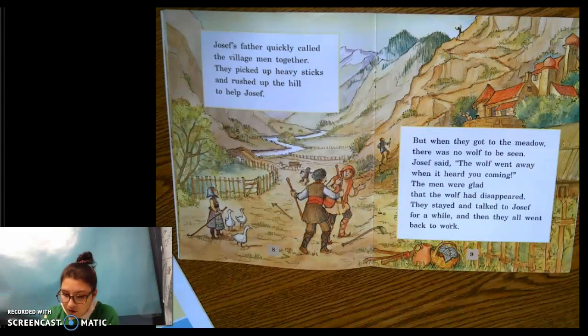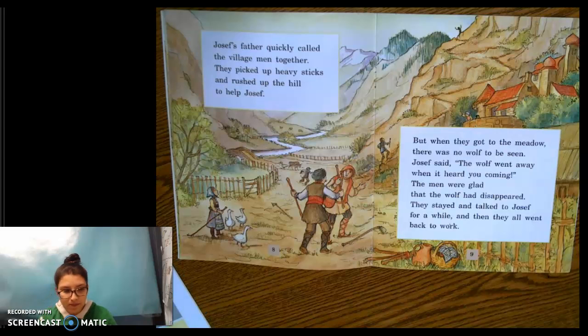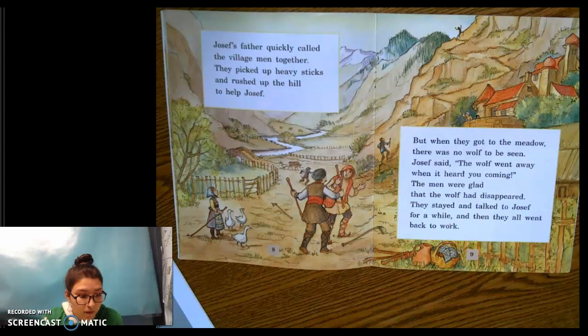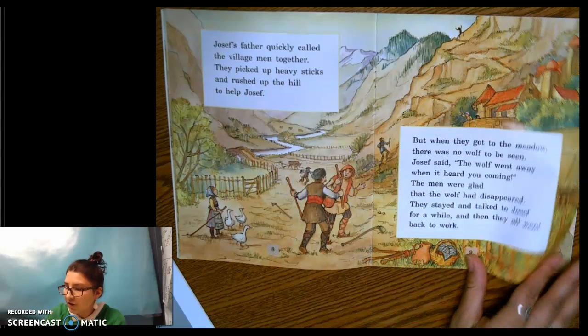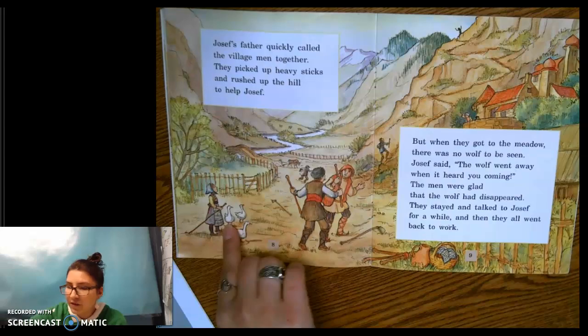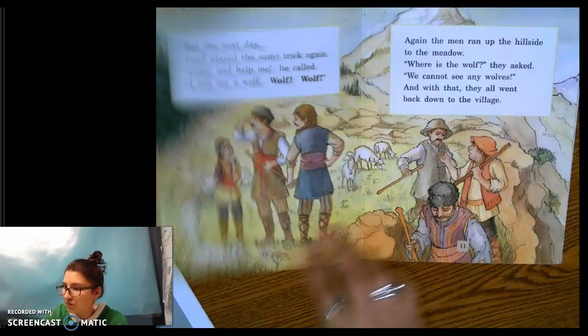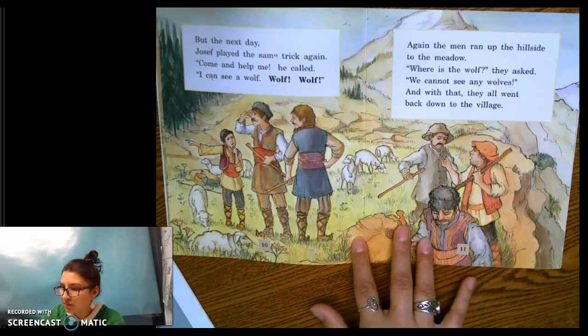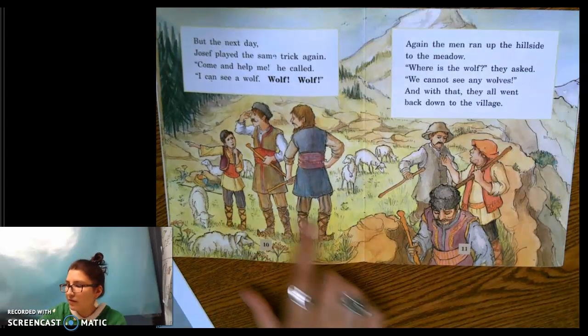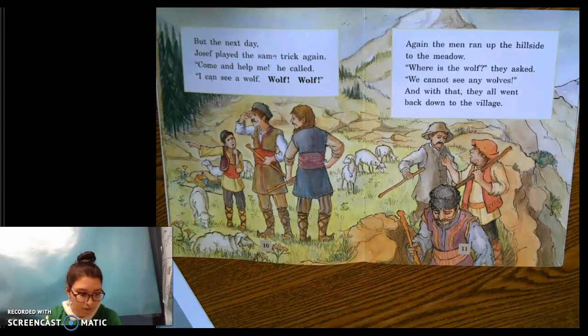Come with me, Joseph has seen a wolf. We must go up to the meadow and help him. First village man, we will come with you. Second village man, we must take some heavy sticks with us. Third village man, we will help chase the wolf away. Here they are. That's the little village girl. Joseph, the different men from the village.